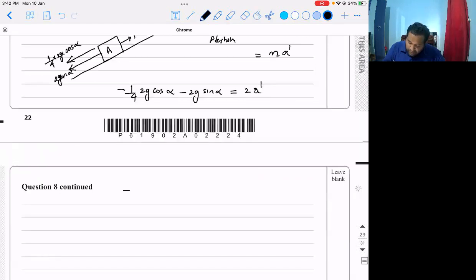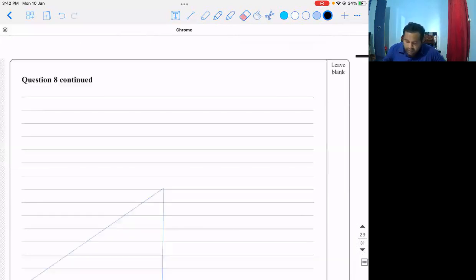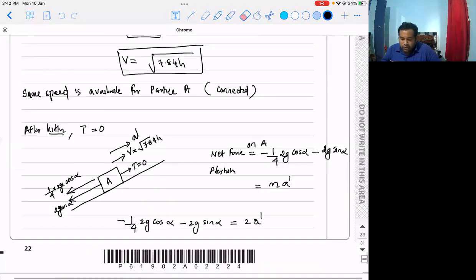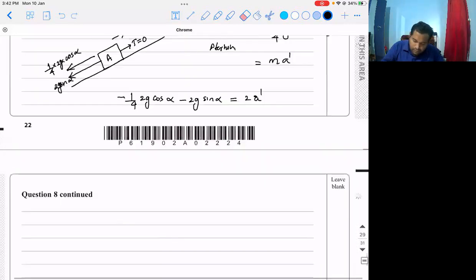So minus 1/4 multiplied by 2 multiplied by, so minus 1/4 multiplied by... oops, just a second. Minus 1/4 multiplied by 2.